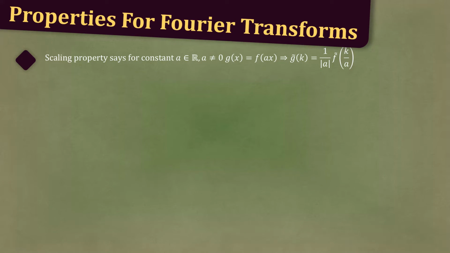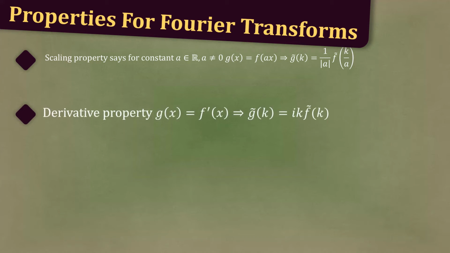The scaling property says that for a constant a, a real non-zero number, we have that g(x) equaling f(ax) implies that g̃(k) is equal to 1 over the modulus of a times f̃(k over a).